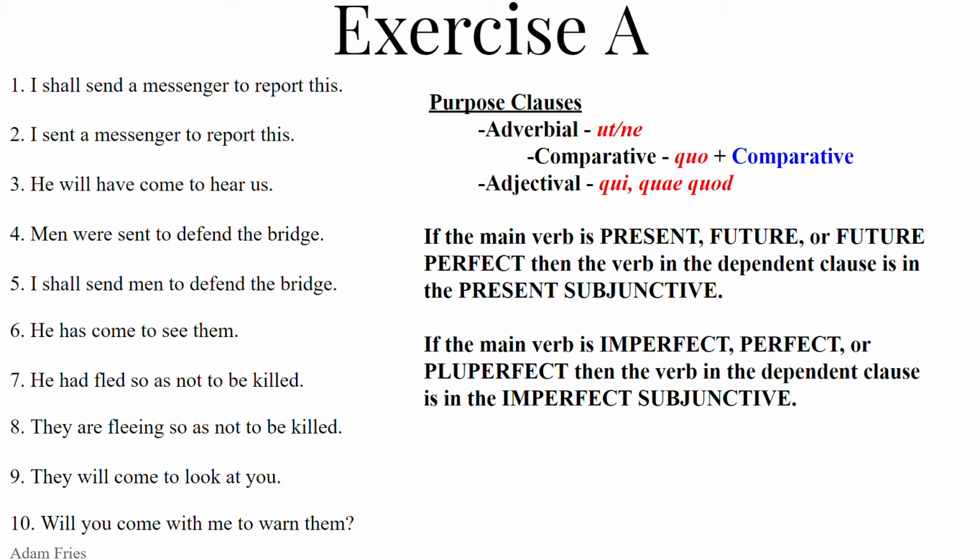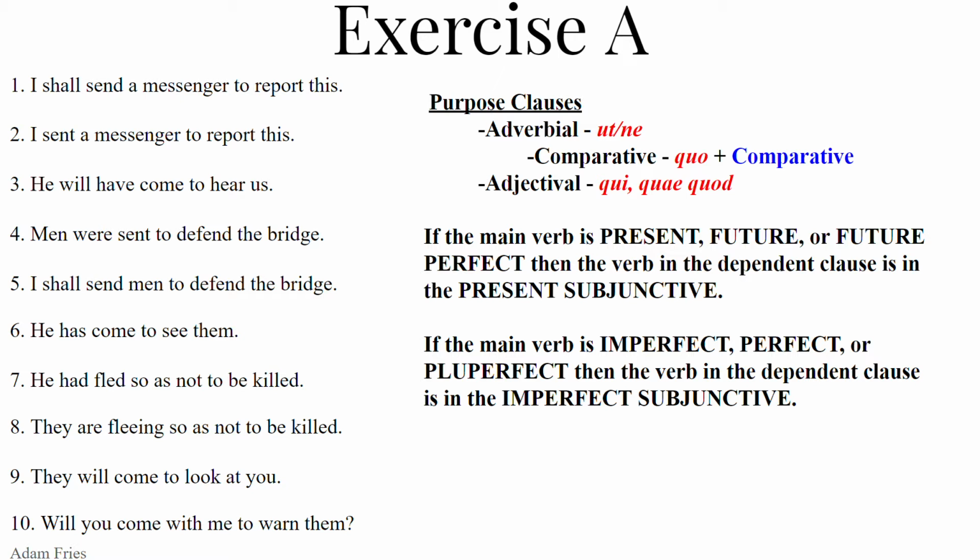So let's look at number one. Number one, I shall send a messenger to report this. So firstly, let's identify the purpose expression here. I shall send a messenger, that's going to be first person singular future indicative of mitto, mittere, misi, missus. I shall send an accusative direct object messenger, nuntius, nuntii, masculine, so nuntium.